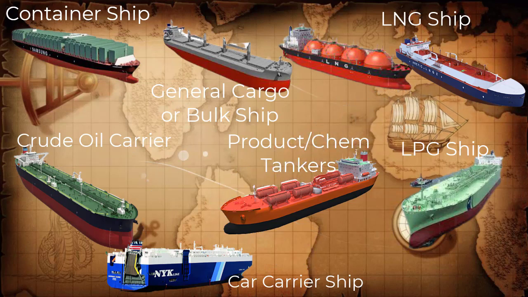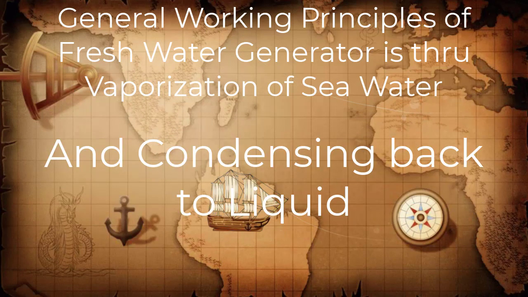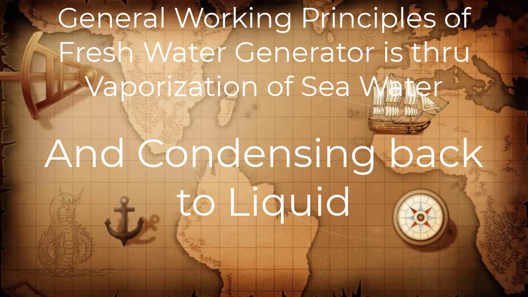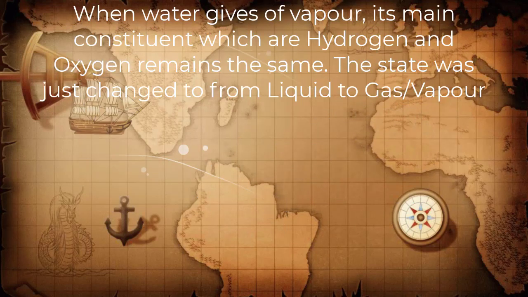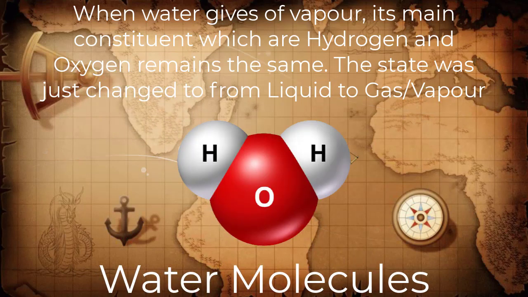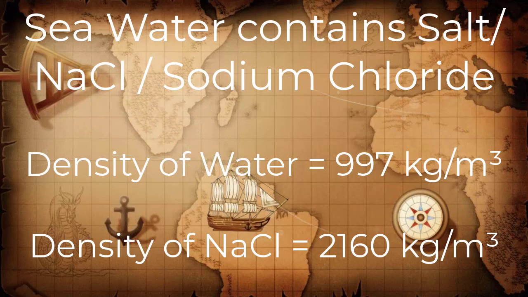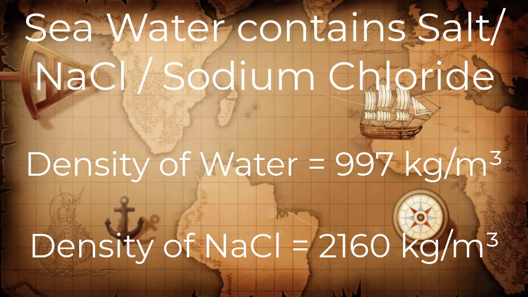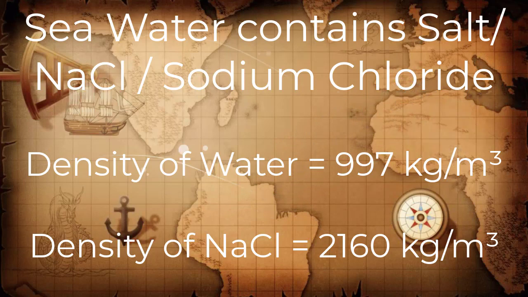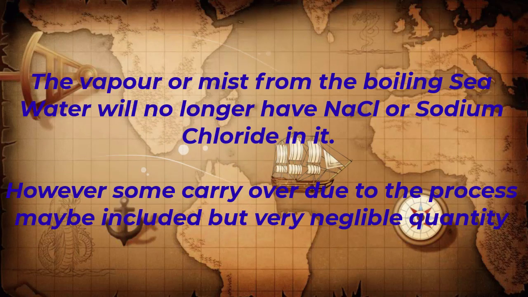To begin with, the general principle used in this type is vaporizing the salt water, then recondensing it back to liquid. But what is the point of vaporizing and recondensing it back to liquid? Well, you see, when a liquid like water is vaporized, its main constituents like hydrogen and oxygen remain the same, yet since the density of salt, or NaCl, sodium chloride, when vaporized is heavier than H2O, it will be separated from the water vapor, whose density is lighter. Thus, the salt water will turn into fresh water. Of course, a little bit, if none, will be carried over.